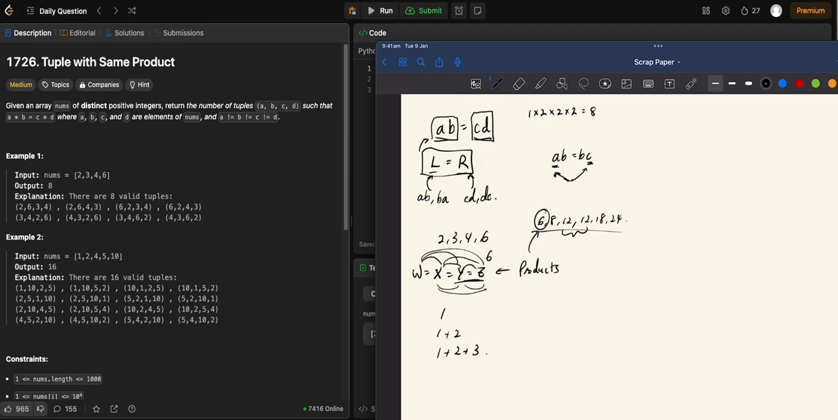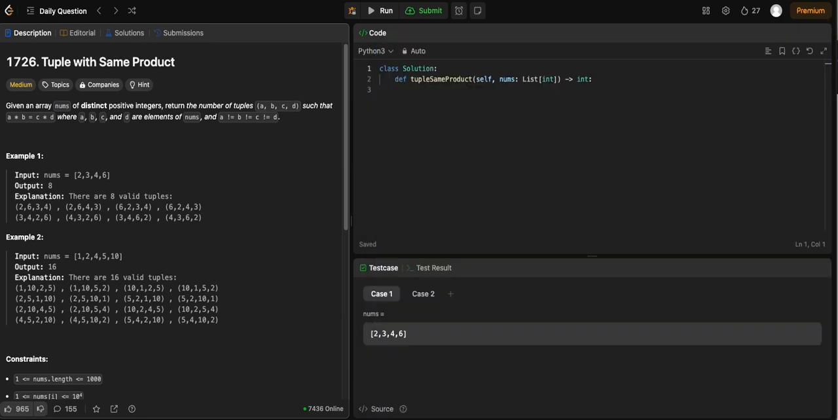And well, there's a well-known formula for this, which is just n times n minus 1 divided by 2 is equal to 1 plus 2 plus 3 plus all the way to n. So now that we have this in mind, we can just easily solve this now, I think. Yeah, so let's get coding.